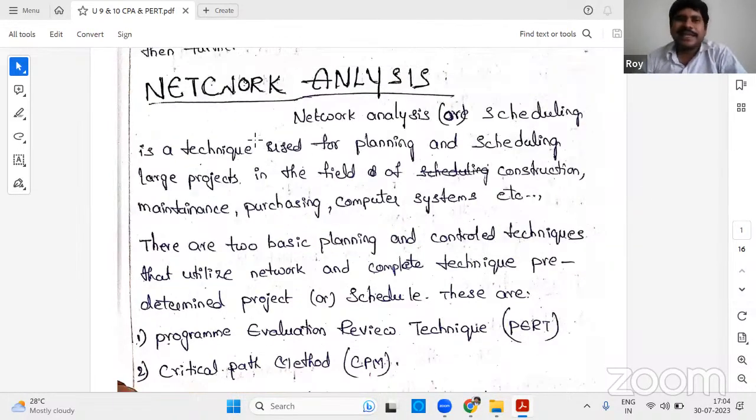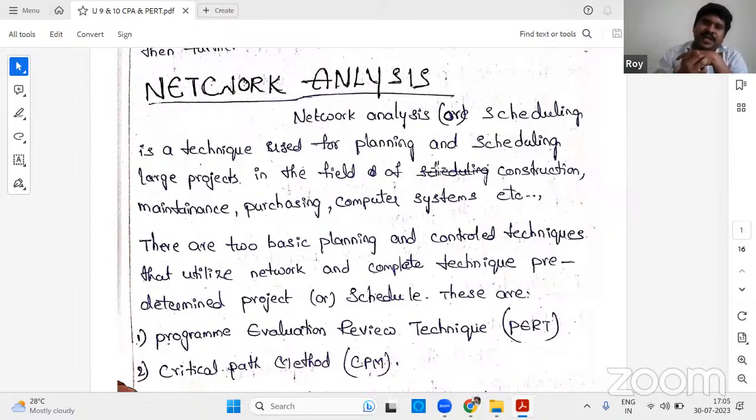Network analysis or scheduling is a technique used for planning and scheduling large projects. So this is simple to understand. Here in network analysis, there will be different things actually. If you take a big project, in that project there will be different tasks. Let us say if you want to construct a building, there will be 10 tasks. In how many days can you complete the project?